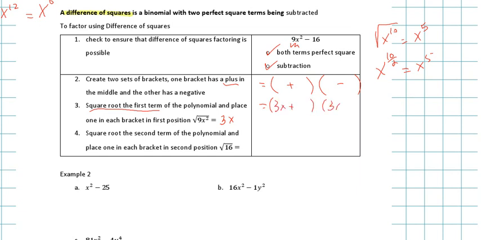Then square root the second term of the polynomial and place one in each bracket in the second position. What's the square root of 16? 4. So I'm going to place 4 in the second position. Done.